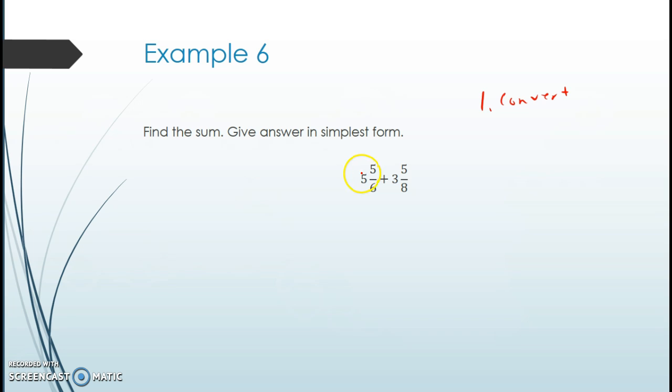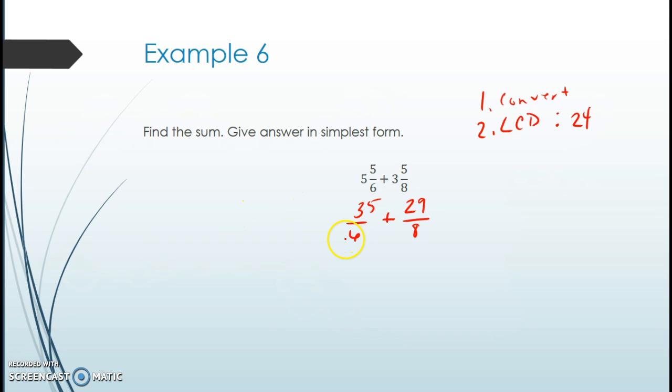And so 6 times 5 is 30, plus 5 is 35. 8 times 3 is 24, plus 5 is 29. From here, I then need to find that LCD. And for 6 and 8, that's going to be 24, because that's the smallest number that they both multiply to.